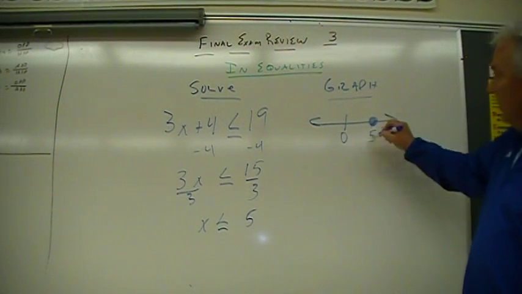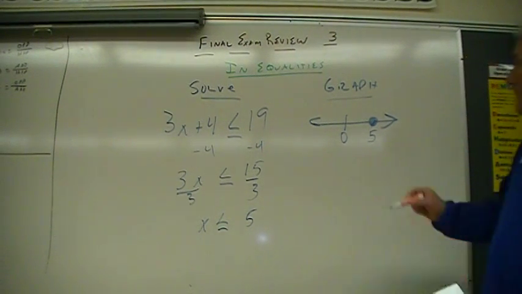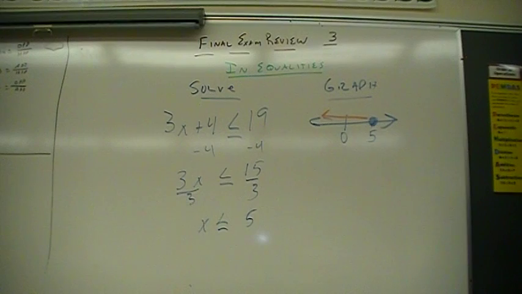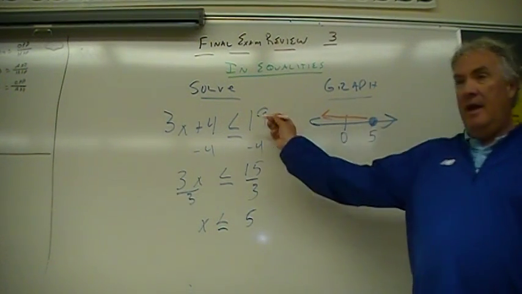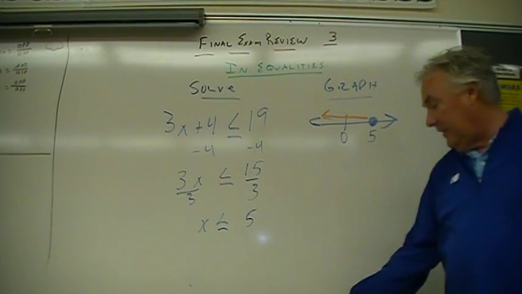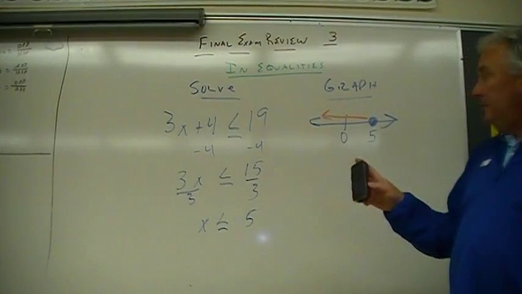Or equal to. So it could be 5. And it could be anything less than that. So less than or equal to 5 is circle filled in, everything that way. And that's how we solve and graph. So that's going to be your one main example for this.